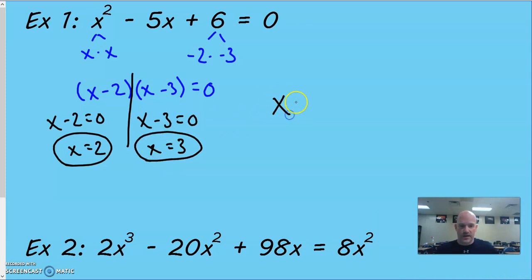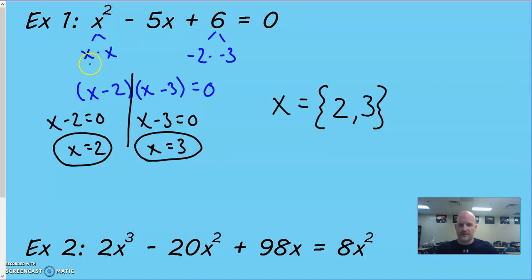So my solution set is going to be x equals, fancy squiggly brackets, the smallest number, 2, the largest number, 3, and close my squiggly brackets to indicate that those are the two solutions for this one singular quadratic.